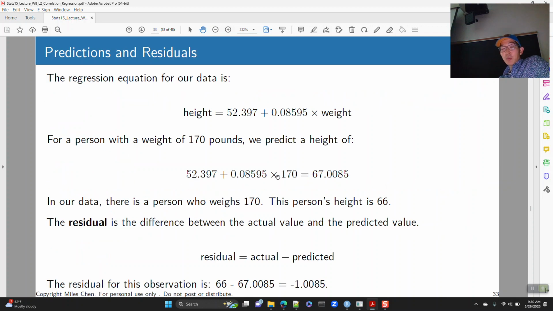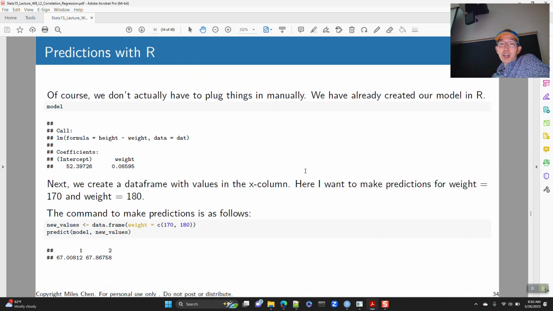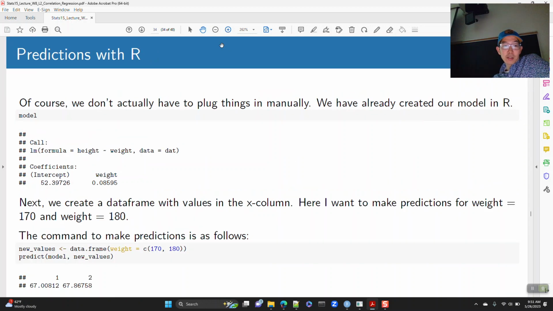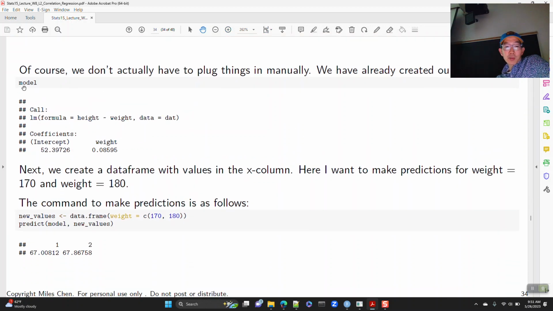You don't have to manually plug 170 into the equation. You can have R do the work for you, and so here's the formula. We have our model created and saved. Then what you need to do is create a data frame with the new values that you want to make predictions for. So here, I want to predict the person's height if they weigh 170 pounds, and if they weigh 180 pounds.